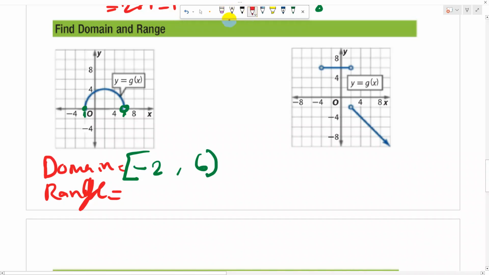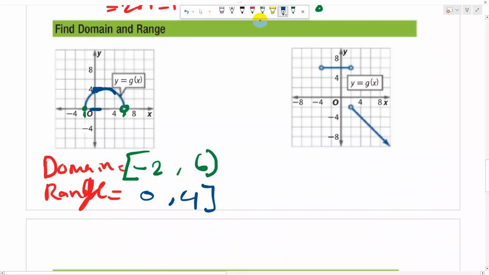Okay, next we need the range. To find the range you have to determine which point on the y-axis you will start with and which point you will end with, and we already have it. So we have 0 and 4. 4 is on the line, so you have the number 4, so it will be a square bracket.